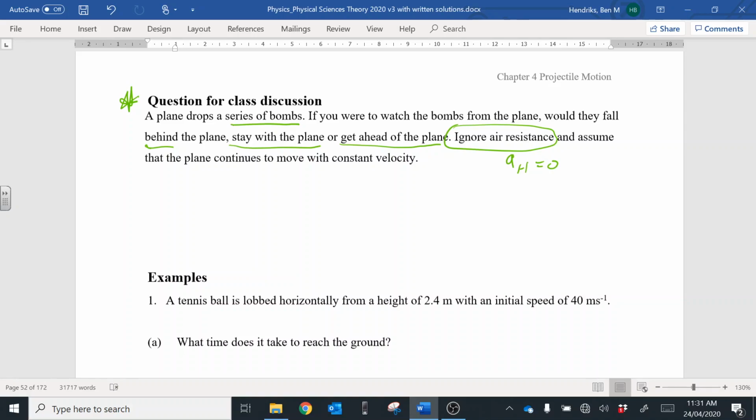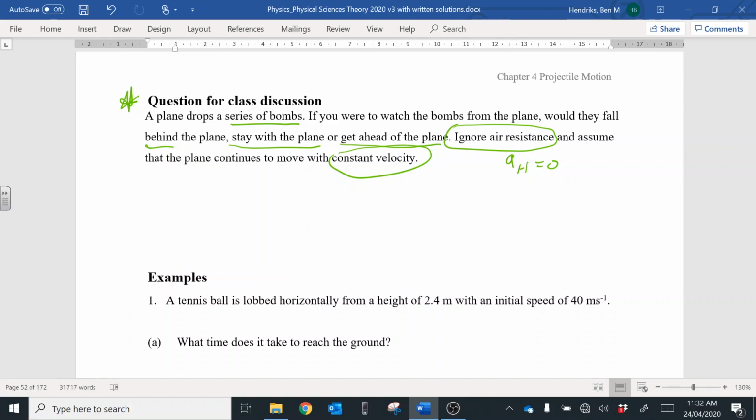So for both the plane and the bombs, they will move at a constant velocity in the horizontal. So have a think about how that would affect things if you were looking down from the top of the plane. You might want to pause it before I go into the answer.